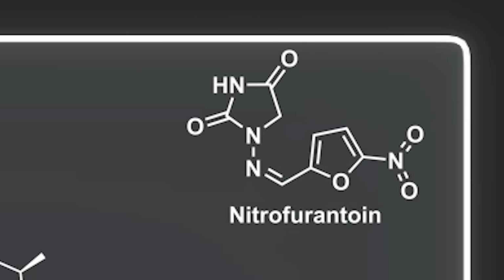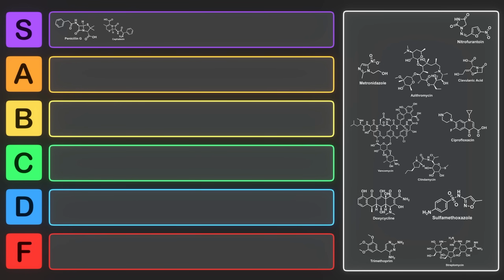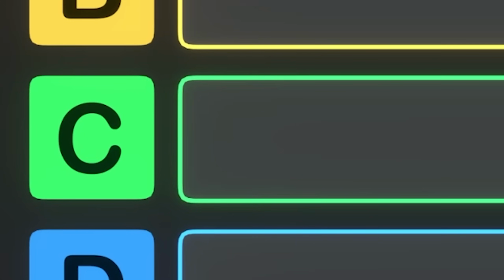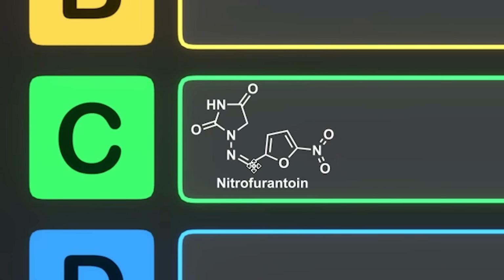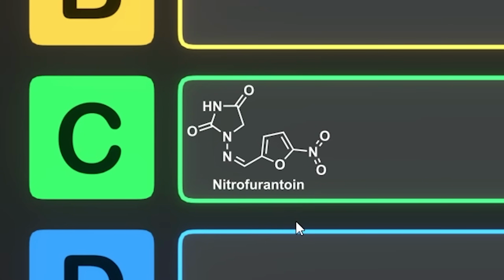I think that's pretty impressive. Now, 75% of it does get metabolized by the liver, so maybe that's pretty high, but overall, I think it's still okay. We'll put it into C tier, because you have to see the doctor, because you have an infection.